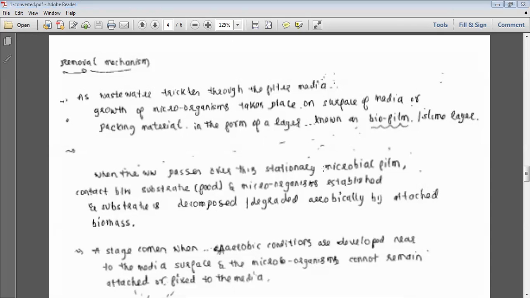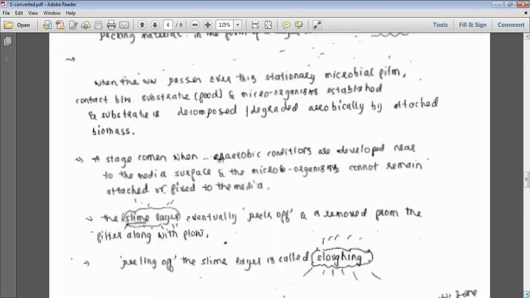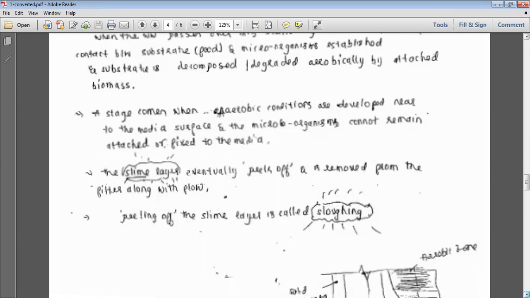So next, the third point, a stage. So I have 10 minutes now. This stage comes when near the media surface the microorganisms cannot remain attached or fixed to the media. I told you this also. Sometimes the oxygen which was there is not sufficient, so an anaerobic condition also develops, meaning the condition will develop without oxygen. At that time the microbes cannot remain attached. This is called slime layer.